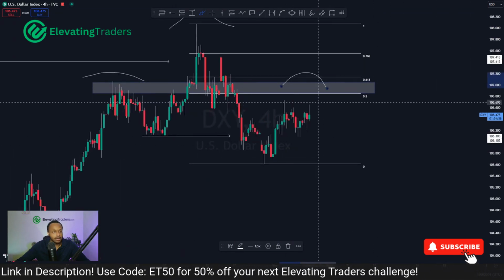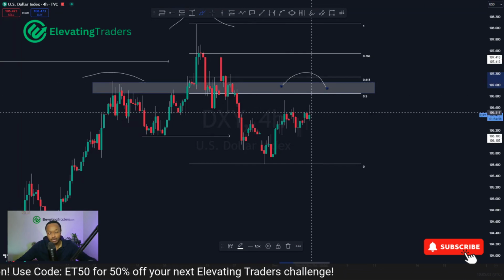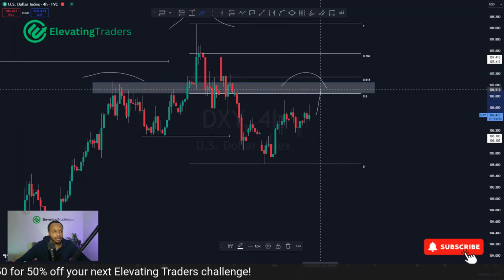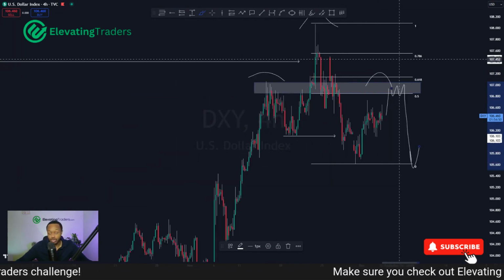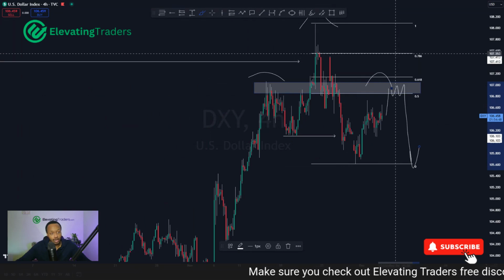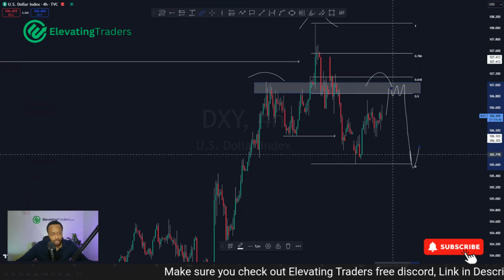So that's really where I'm looking for price to push into. It was a nice wick yesterday, but it would be nice if price was to push, tag that area of confluence, and then probably from here we might see that drop to the downside. So that's really what I'm looking at for the DXY. That's the setup I have for USD, expecting more weakness.